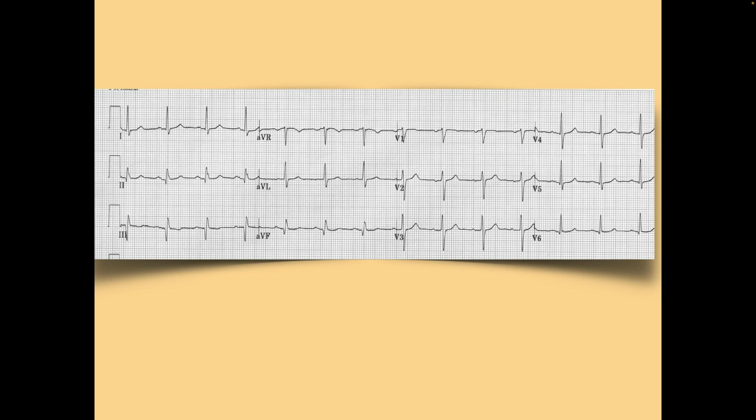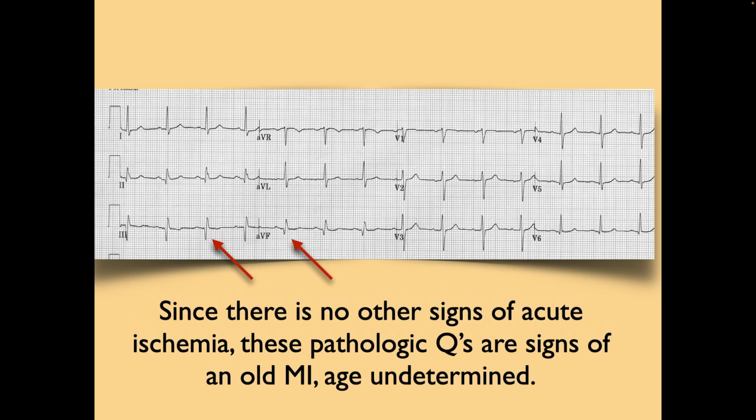Kate, yes. Are there ever reciprocal changes? Do the reciprocal changes go away? Yeah. If the reciprocal changes were there, then I would treat it differently. Okay. So you can see nothing much. So no signs of acute ischemia. These pathologic cues are signs of an old MI, age undetermined.